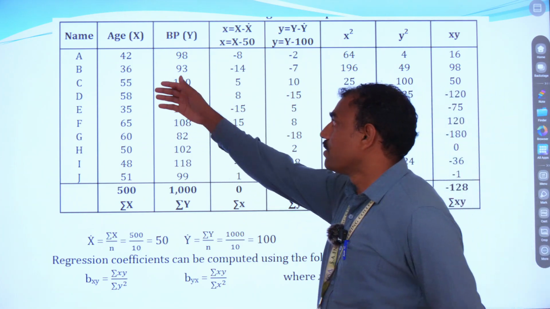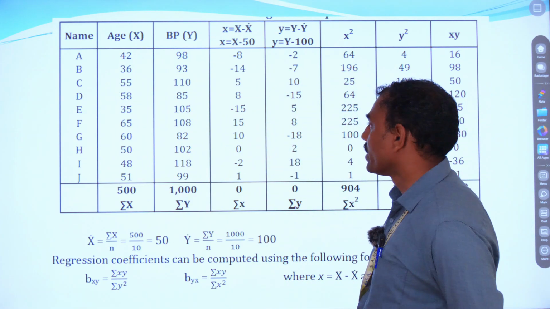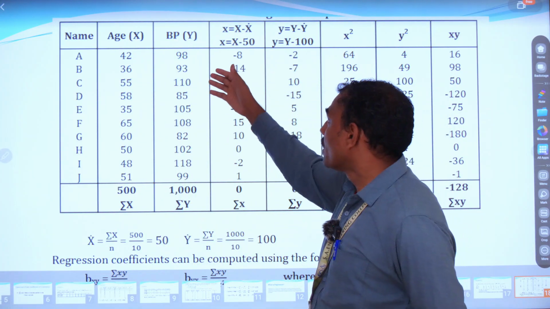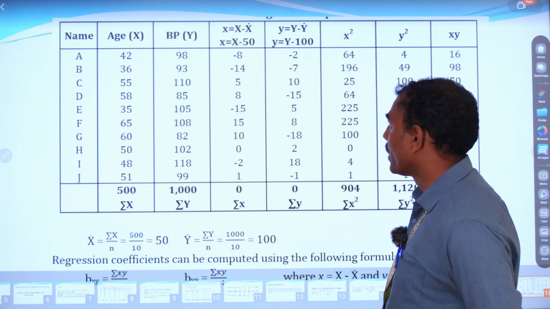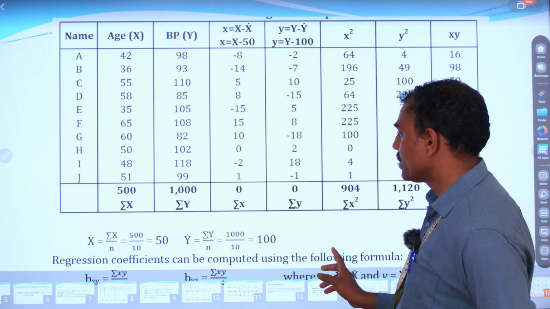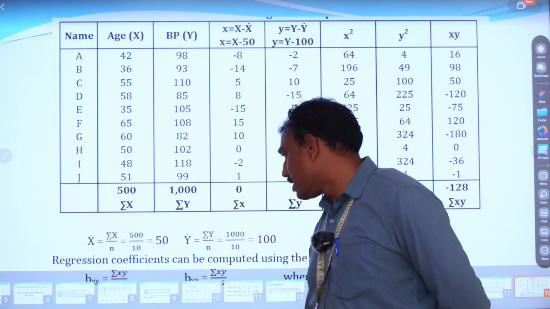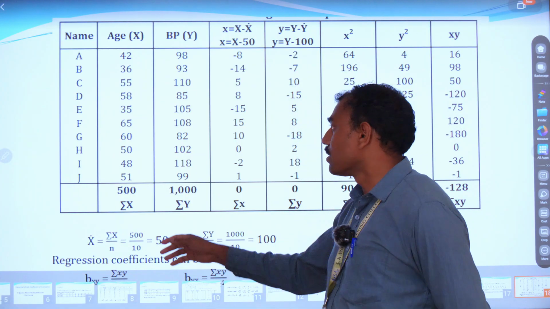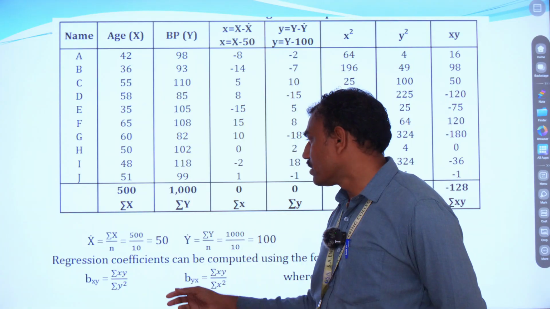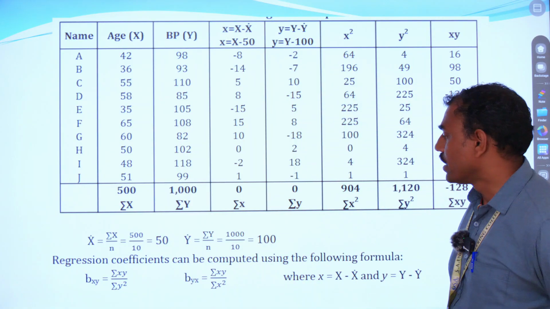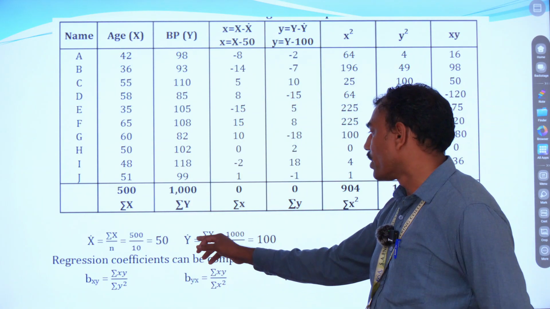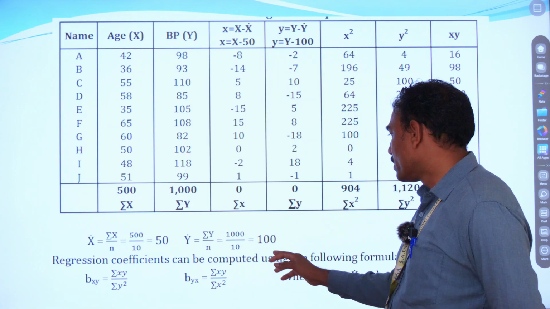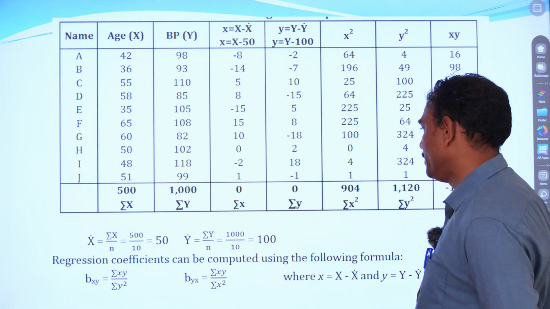Names A to J are given, so 10 observations. Age is given in the second column, and blood pressure in the third column. Here we use the deviation method. First find the mean value of x and the mean value of y. So x bar equals summation of x by n. Summation of x equals 500, so 500 divided by n, which is 10, equals 50. Next we find y bar equals summation of y divided by n, which is 1000 divided by 10, equal to 100.